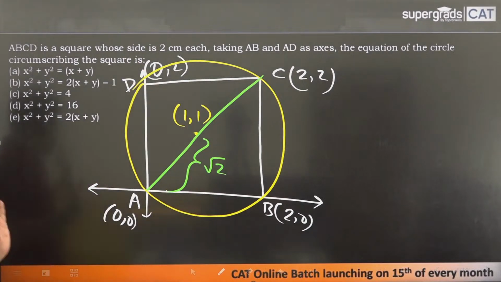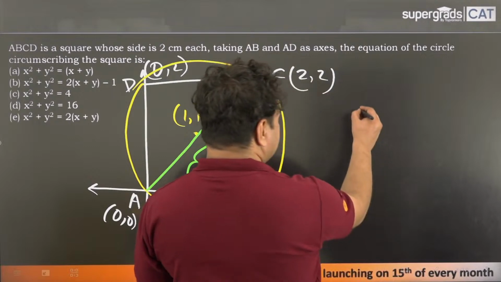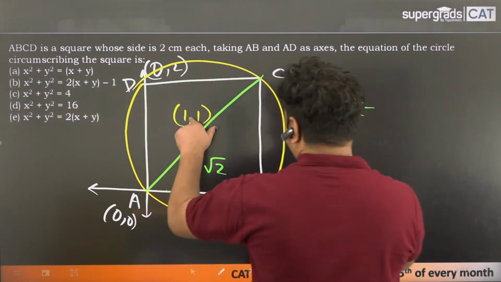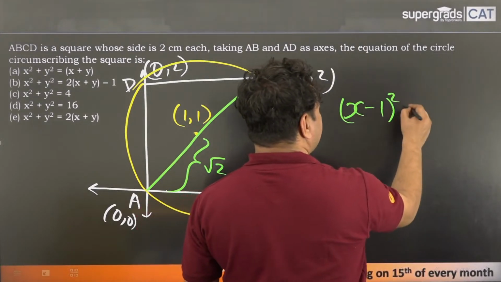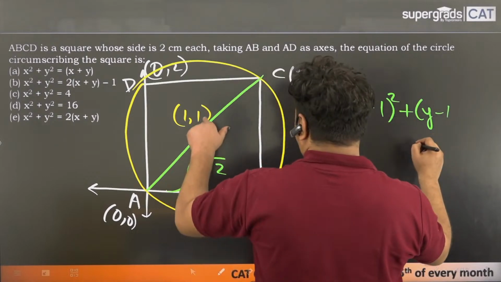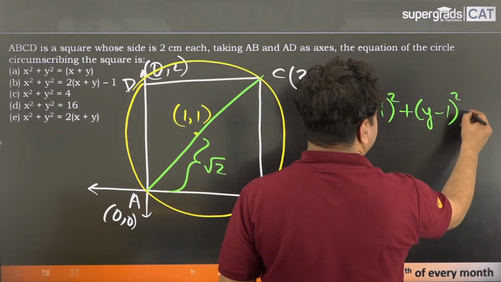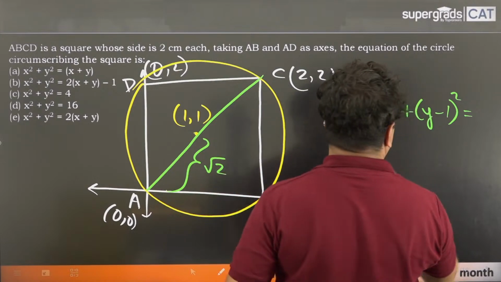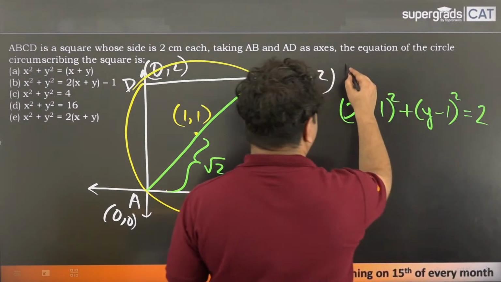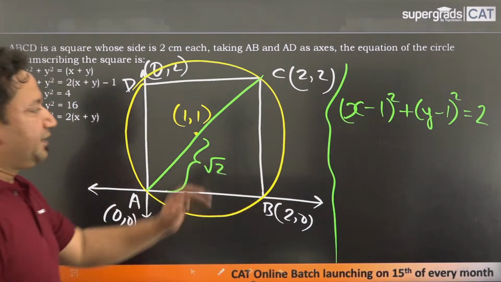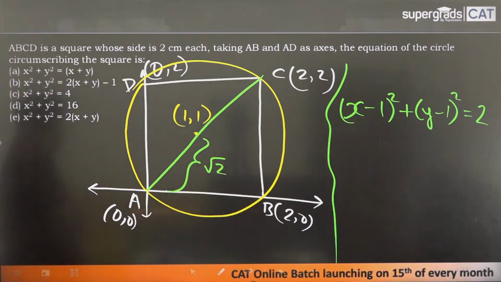In fact, we know this. Now our life is sorted. Just start putting the values in the equation. Moksh, you sure about that? So x minus 1 whole square plus y minus 1 from the center whole square is equal to square of the radius, that is √2 square, which comes out to be 2. You can just solve this and get our answer.